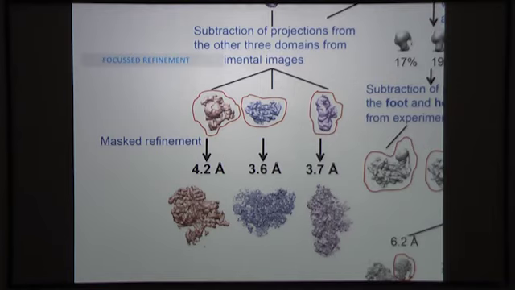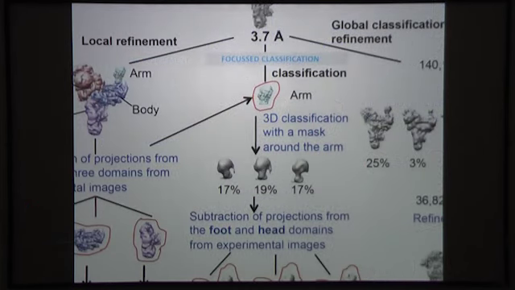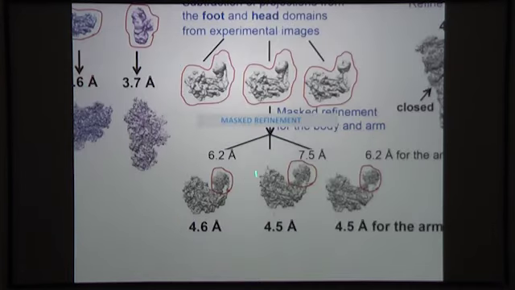But this is done for those three parts. The arm is actually quite small to do refinement after the signal subtraction. There's not enough signal in this region to do a refinement, so what they do is the signal subtraction and then just classification around this region without aligning. This allows them to select a subset of particles with better density, and then go back to a bigger region and do alignment and improve the signal in this region. It still doesn't go to as high resolution as the other ones, but it's reasonably good to interpret the map.